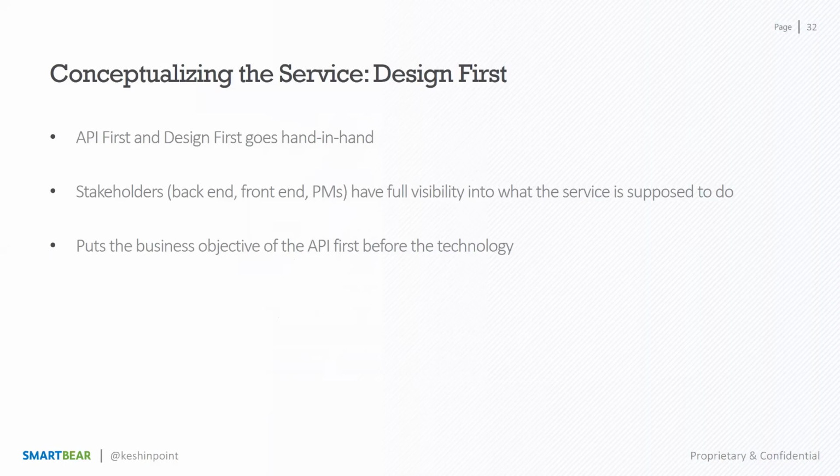So API first and design first go hand in hand, right? It's the same exact reason why products are designed first before release. Same exact logic. Have that design thinking. And the reason for design thinking is because stakeholders have full visibility into what the service is supposed to do. With the API first approach, stakeholders are all automatically consulted in an attempt to collaboratively design, mock up, and document an API before the application or other channels even exist. So it really puts the business objectives or the consumer objectives of the API first, before just the technology.